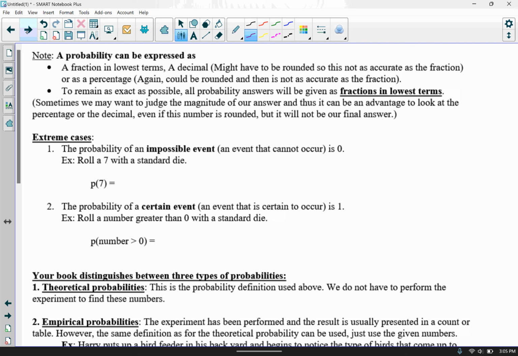But if you think about it, not everything is perfect. And so in many cases, those decimal and percentages have required that you do some kind of rounding. And so once you start rounding, your answer is not quite as accurate as that fraction is. So I'm always going to ask that we put all of our answers to probabilities as a fraction in lowest terms. To remain as accurate as possible, all of your probabilities should be written as fractions in lowest terms so that you don't lose points.